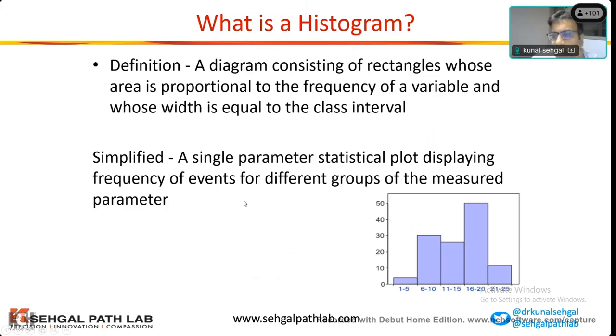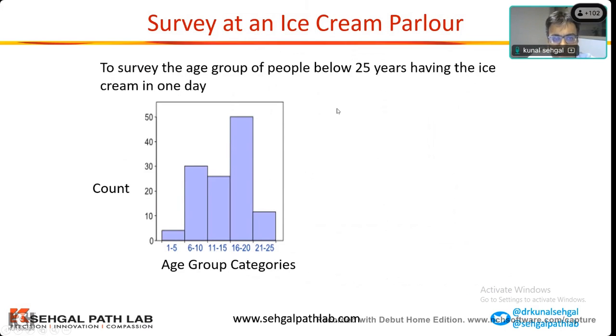So simplified, a histogram is always a single parameter, statistical dot plot displaying frequency of events. So when I say single parameter, in this, the parameter evaluated is age on the x-axis, and the y-axis is always frequency, count, or number. So any histogram in the world will always measure one parameter which is given on the x-axis, and the y-axis will always be the number for that parameter.